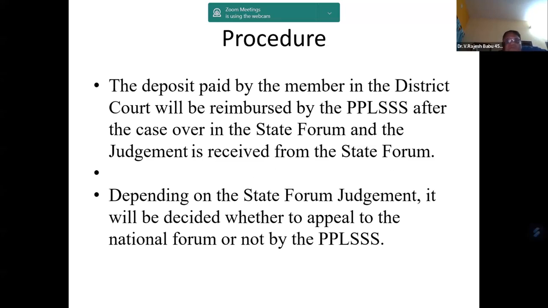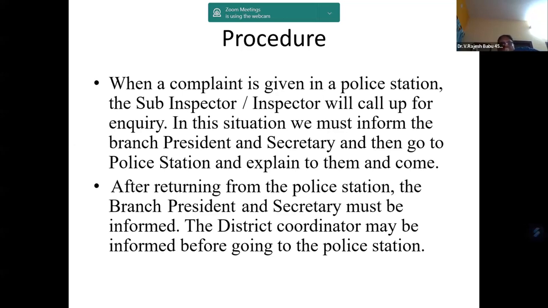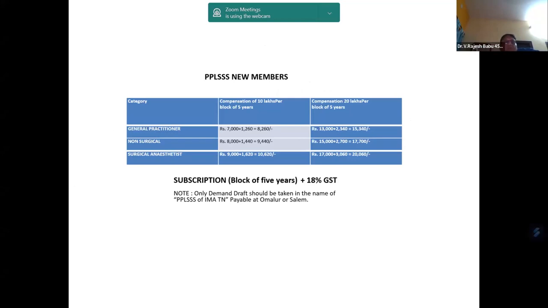When, in routine cases, a complaint is given at a police station, the sub-inspector or inspector will call for an inquiry. In this situation, we must inform the branch president and secretary, and then go to the police station, explain to them, and come back. After returning from the police station, the branch president and secretary must be informed. The district coordinator may be informed before going to the police station.